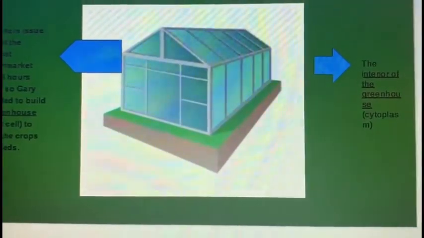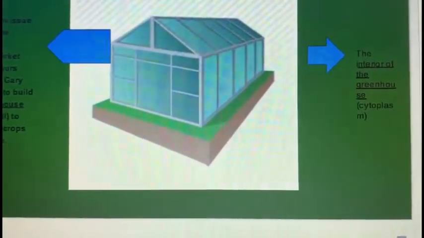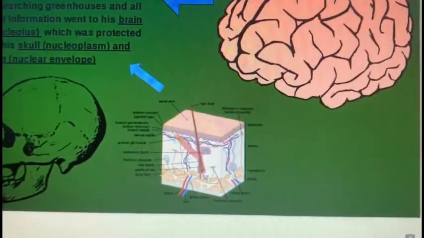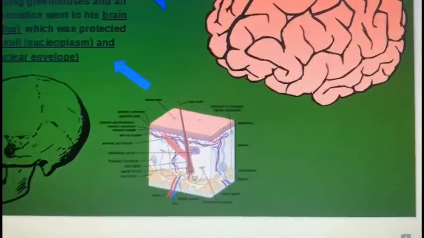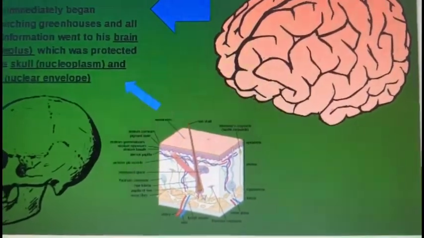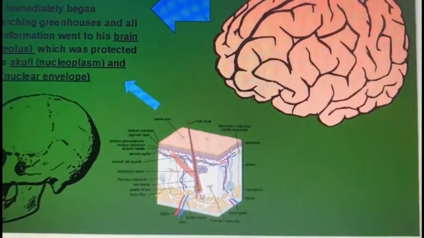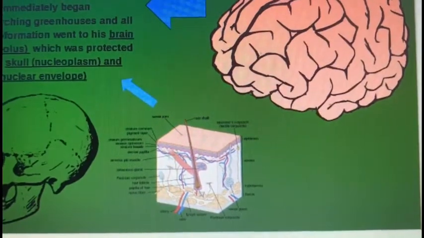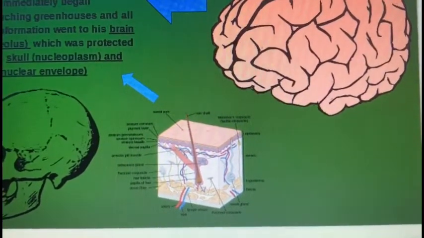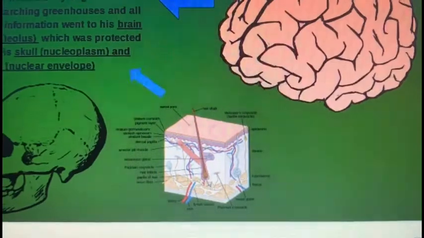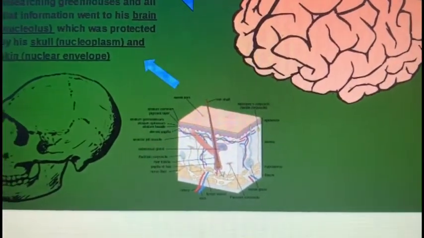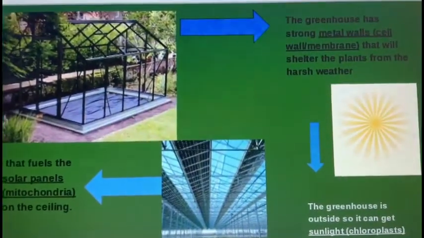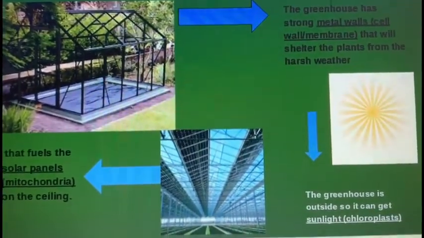The greenhouse and the interior of it is the cytoplasm of the whole cell, to farm the crops he needs. Gary immediately began researching greenhouses, and all the information went into his brain, being the nucleolus, which is protected by his skin and skull, which are the nucleoplasm and the nuclear envelope. After he got all the information he needed, he began to build his greenhouse.